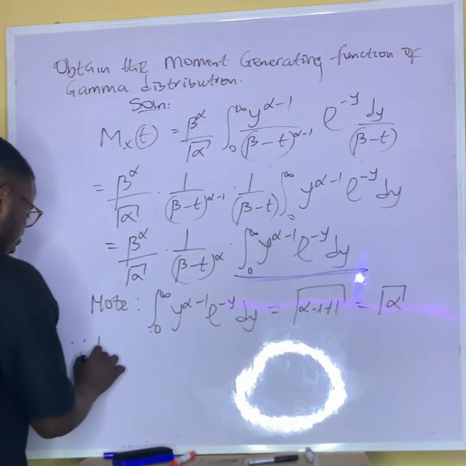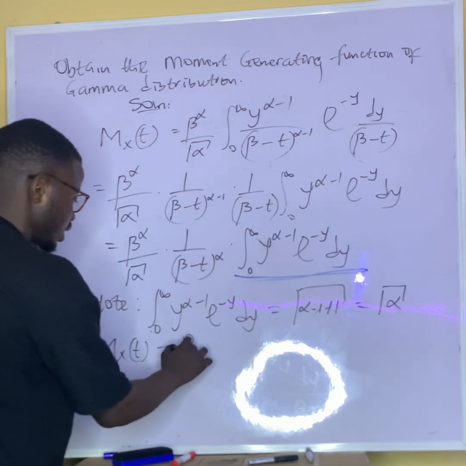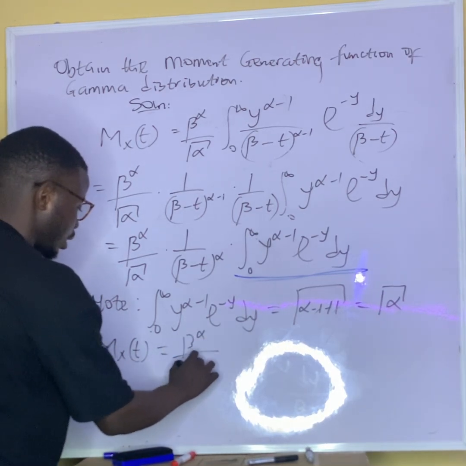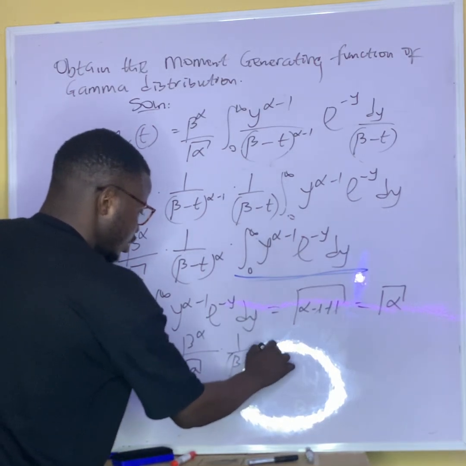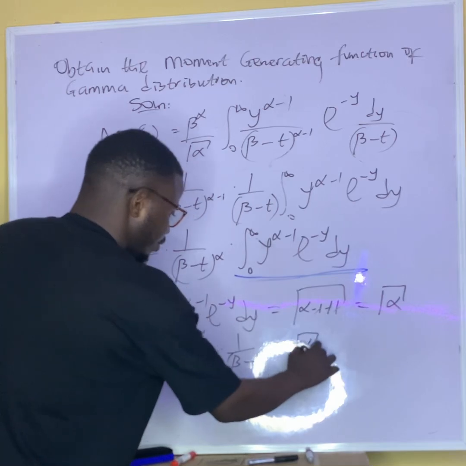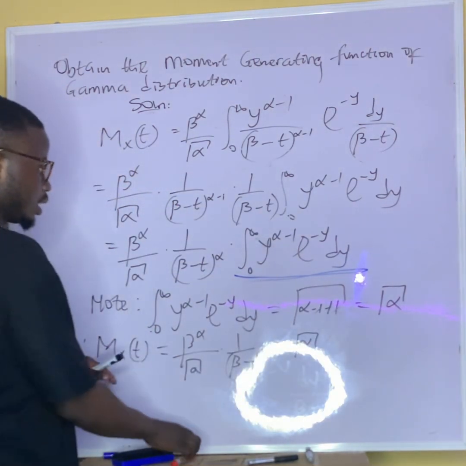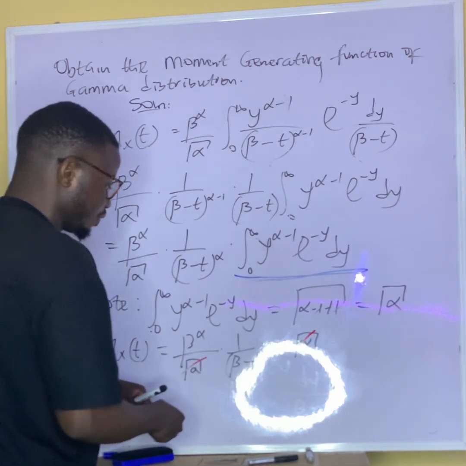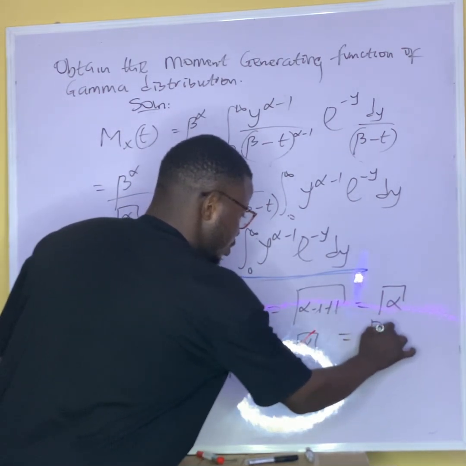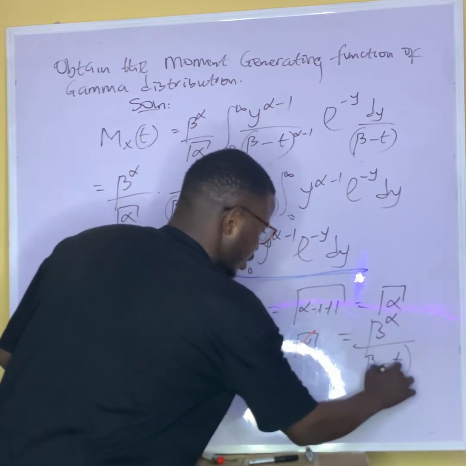So therefore, M_X of t is equal to beta raised to the power alpha over gamma alpha times 1 over beta minus t raised to the power alpha times gamma alpha, because everything that is here actually gives us gamma alpha. Now kindly note that this will cancel this. So the final result that we have here is beta raised to the power alpha over beta minus t raised to the power of alpha.